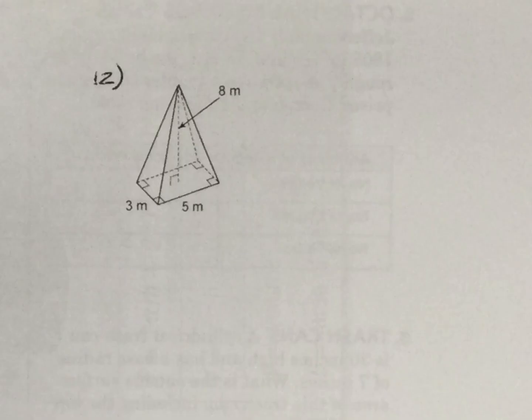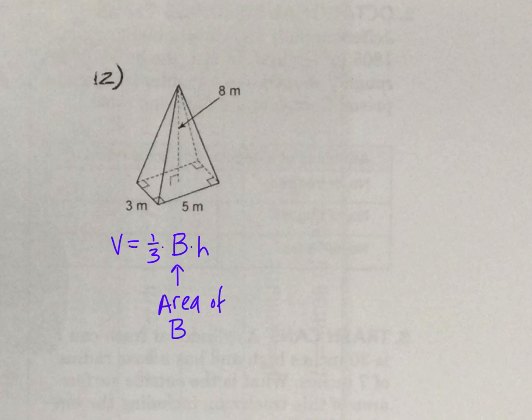All right, for number 12, this is a little bit different. V equals 1/3 big B times H. The big B is the area of the base. So the first thing we have to figure out is the area of that rectangle. Well, I see that it's a 3 times 5, so the area is 15. So now I have my big B, which is 15, and I have my 8, which is my height. So now I can put that information in to get the volume of that pyramid.